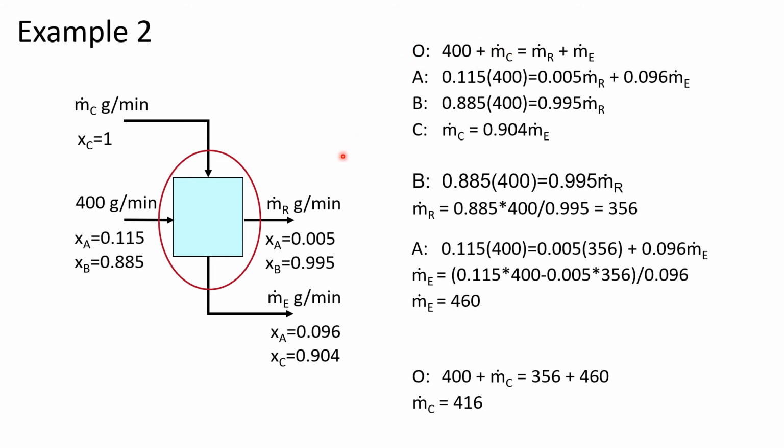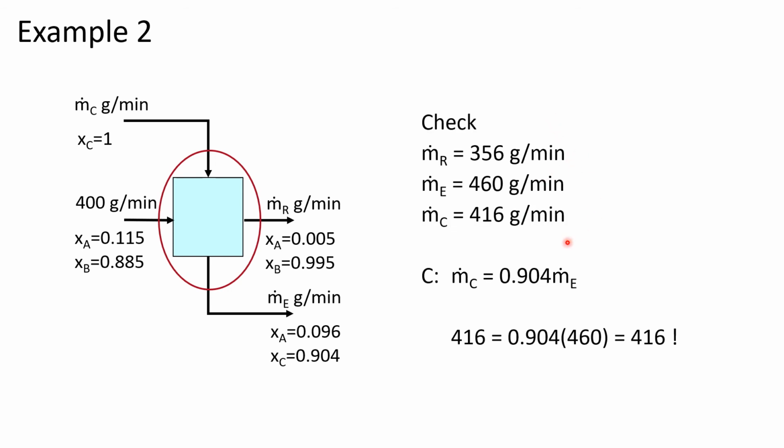And so we'll take this equation down here, and we'll rewrite it as 400 plus m dot c, which we still don't know, is equal to m dot r, which we decided is 356. We'll add to it m dot e, which we have decided is 460. And we solve this equation for m dot c, we end up with m dot c is 416. So we solved for all the unknowns. We did it using 3 of the 4 equations that we had written.